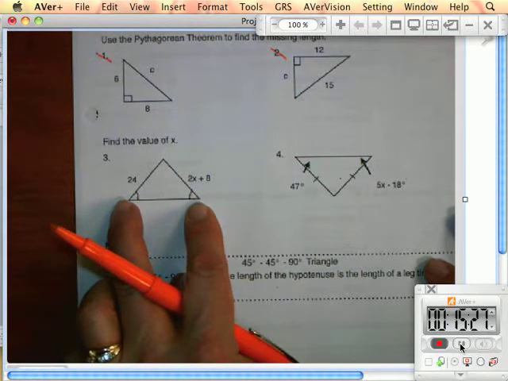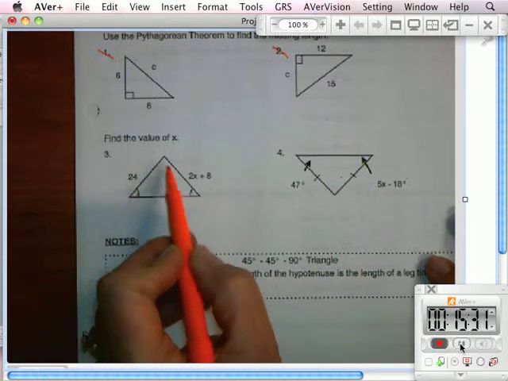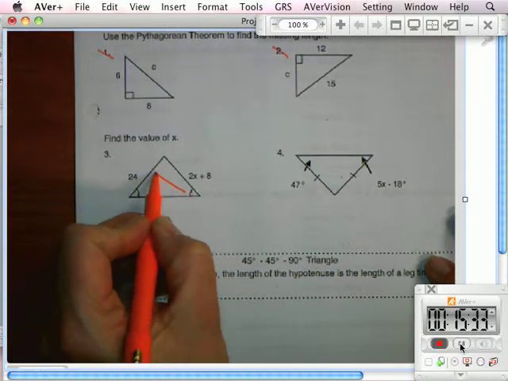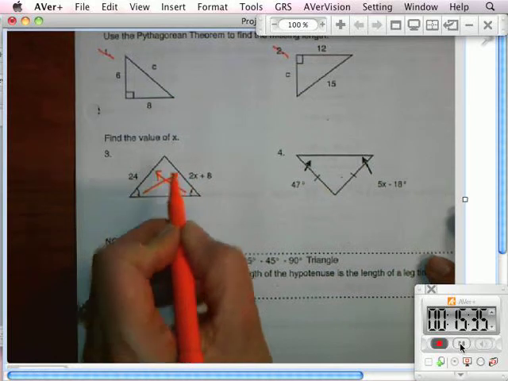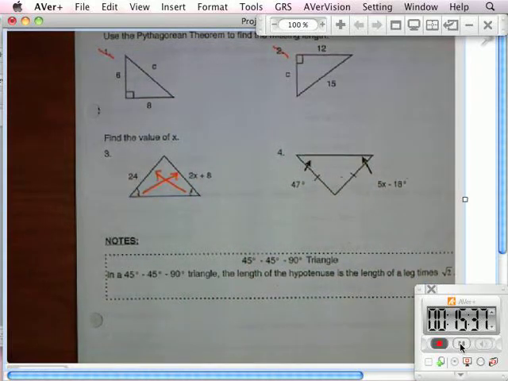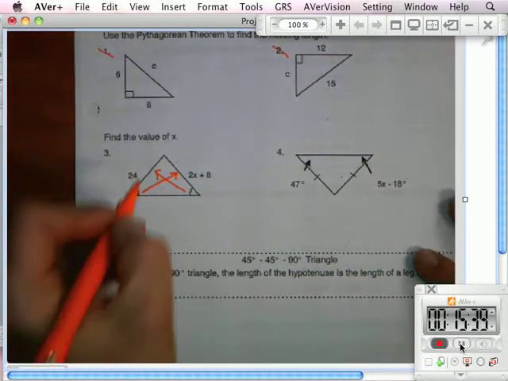Okay, if those are congruent, then what do I know about these sides? Because of the base angle theorem, it tells us that the opposite sides are also congruent. So I'm going to put a line here.